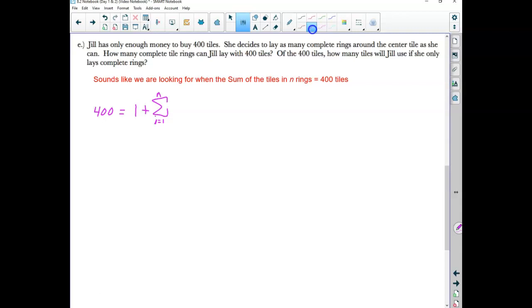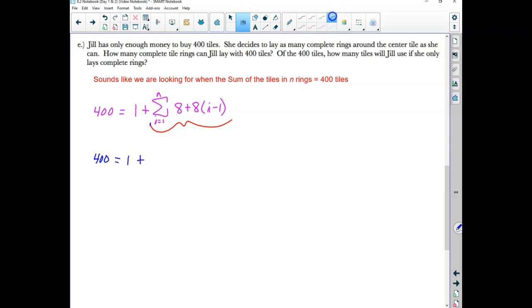And what was my sequence? My sequence was going to be 8 plus 8 times (i minus 1). So this little expression right here is giving me the number of tiles in a complete ring. Well, this is what makes this problem a little bit more difficult. So now I'm going to have 400 equals 1 plus.